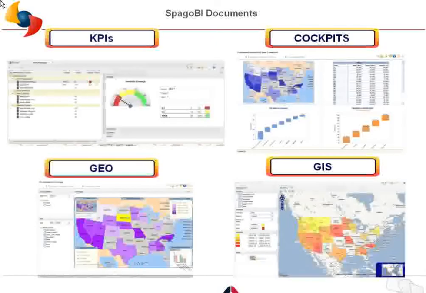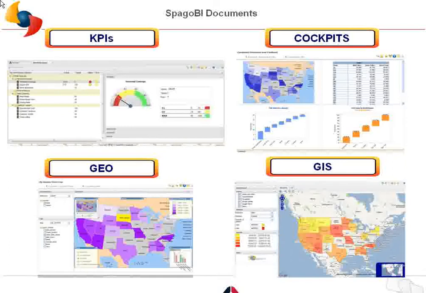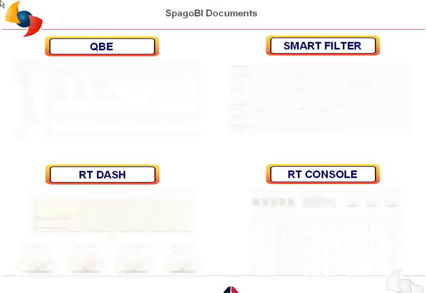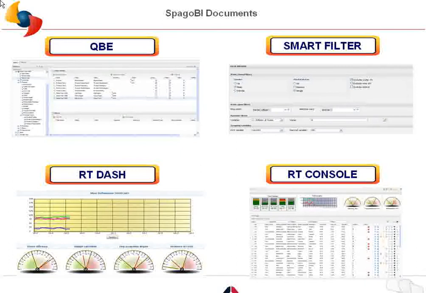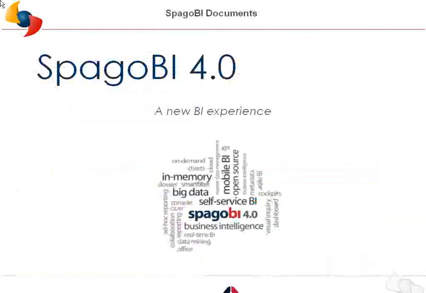Some examples of SpagoBI documents that you can build include charts, OLAP analysis, reporting, and also KPIs, geographical analysis, both using static maps in SVG format or accessing geographical environments using geographical standards, and also some more free tools that give users the freedom to build their own query, to build their own analysis, and to use SpagoBI in the context of real-time using dynamic dashboards and the real-time console.